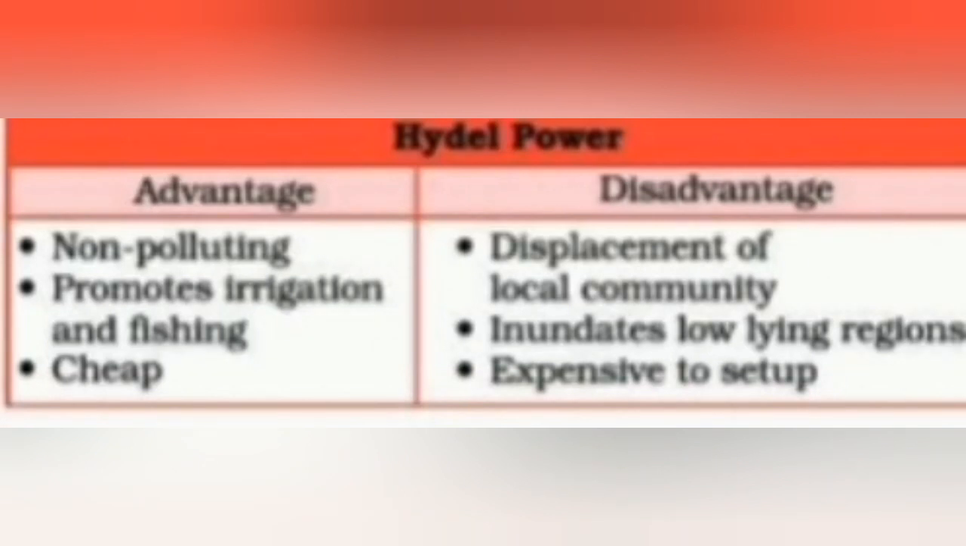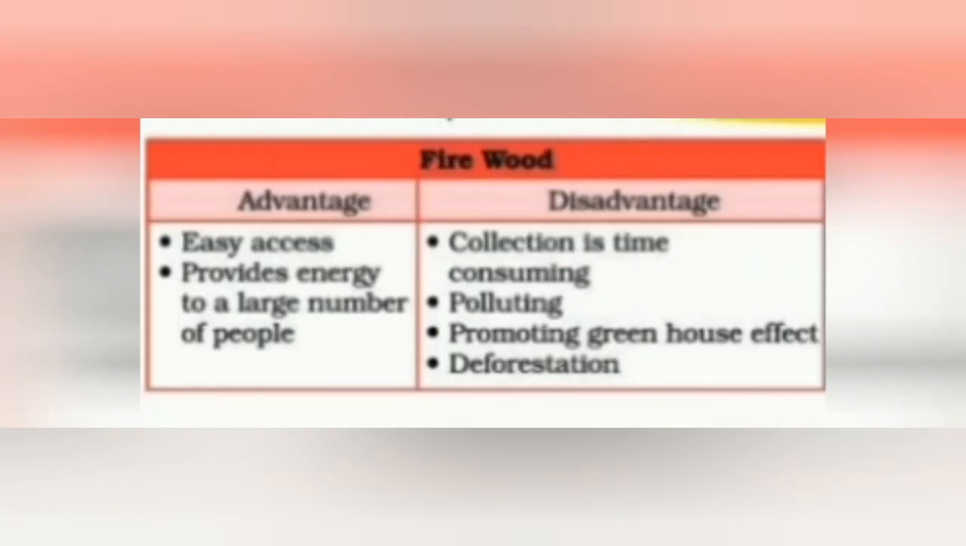Next, hydel power. Advantages: non-polluting, promotes irrigation and fishing, cheap. Disadvantages: displacement of local community, inundates low-lying regions, expensive to set up. Firewood. Advantages: easy access, provides energy to a large number of people. Disadvantages: collection is time consuming, polluting, promotes greenhouse effect and deforestation.